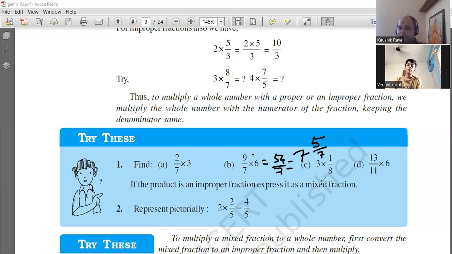Okay. Now this is very easy. So you can do this as your homework. 3 into 1/8. This is your homework. Okay. Try this one.